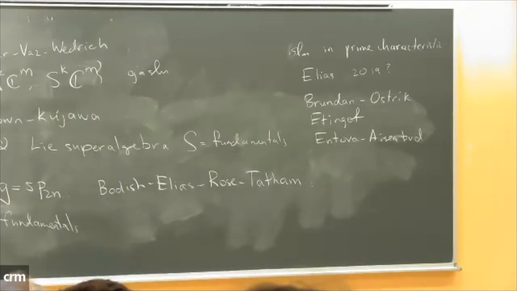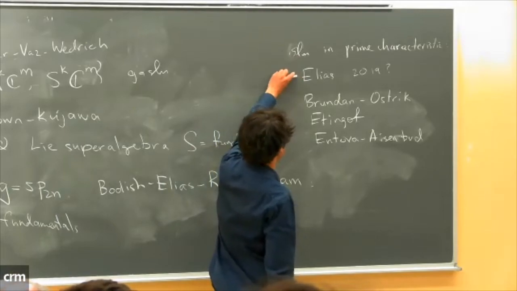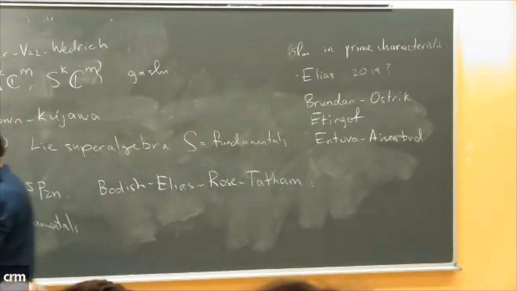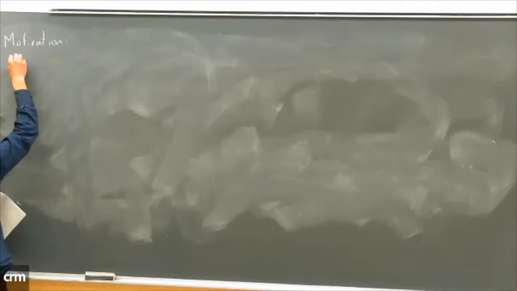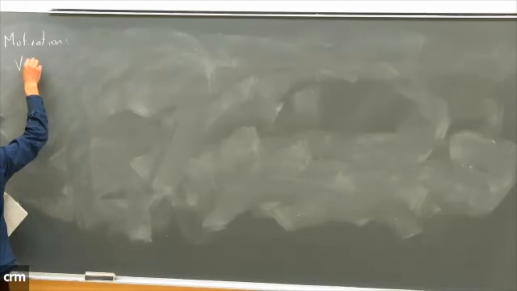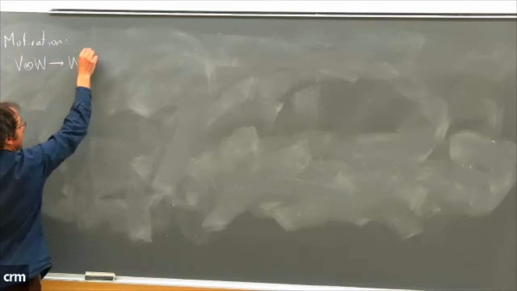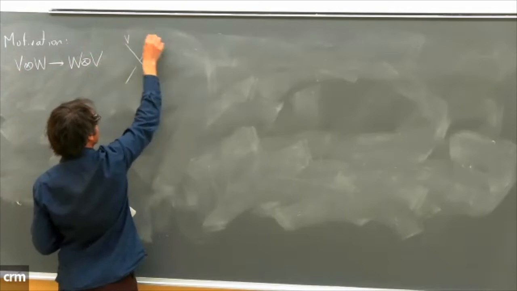For example, in prime characteristic, to study these representation categories. Ben Elias was interested in it because he used it to connect with Soergel bimodules. But now I should explain why Greg Kuperberg was interested in the first place. There's of course a map for any two representations from V tensor W to W tensor V, and this map can be drawn by a diagram like this. I label this V and this W.